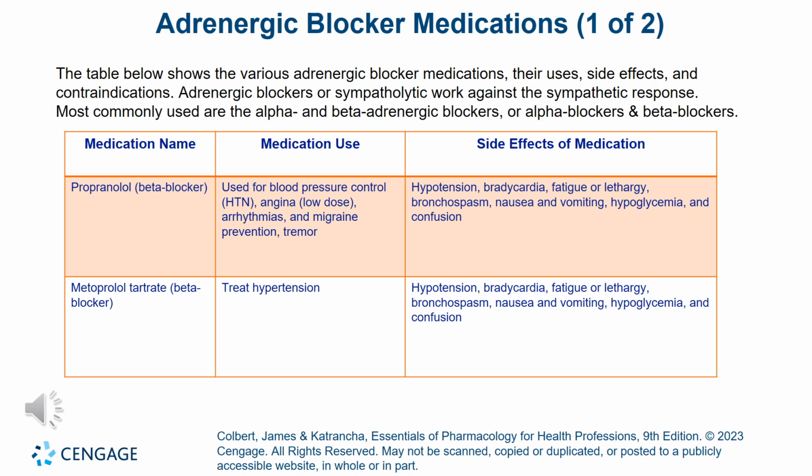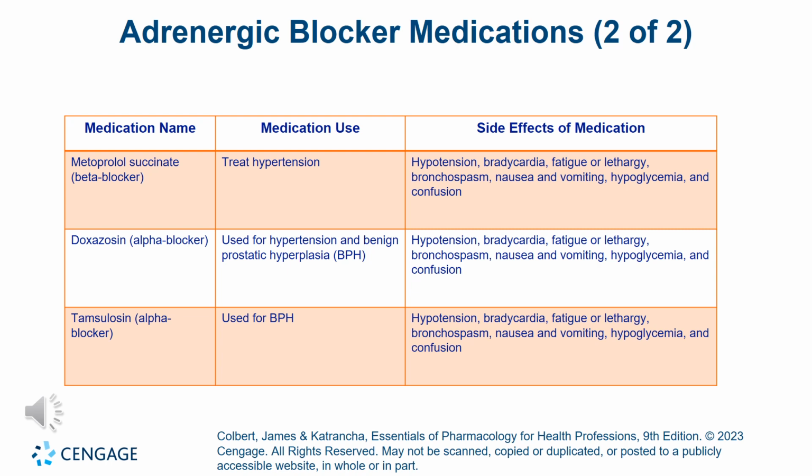The other medication you have there is metoprolol tartrate. It's a beta blocker as well. It's used to treat hypertension. Side effects are the same for this one as well. The following are also adrenergic blockers, and they include metoprolol succinate, which is a beta blocker. It's used to treat hypertension. Side effects are the same as well for the next two.